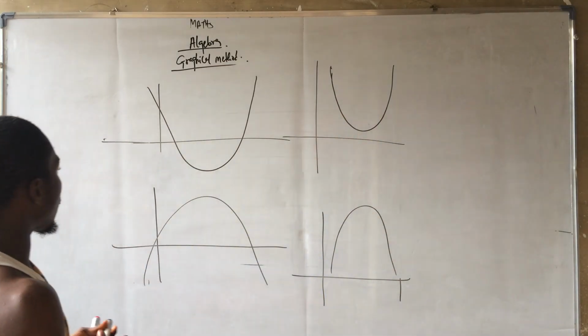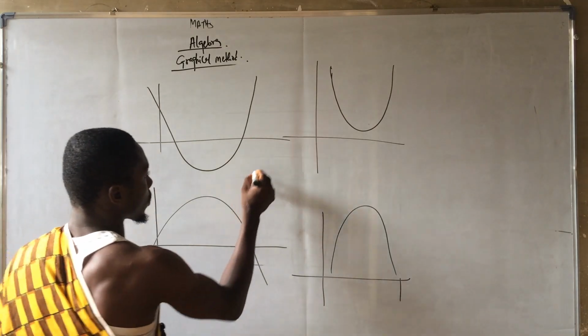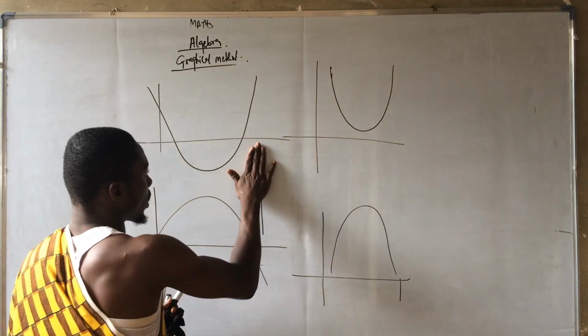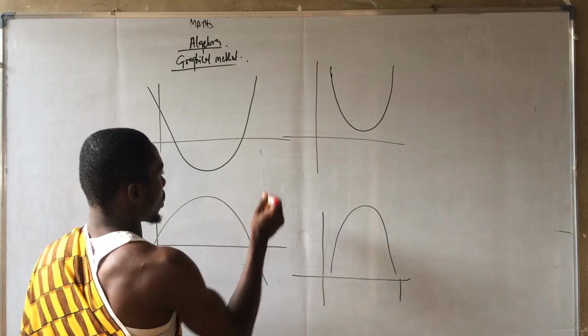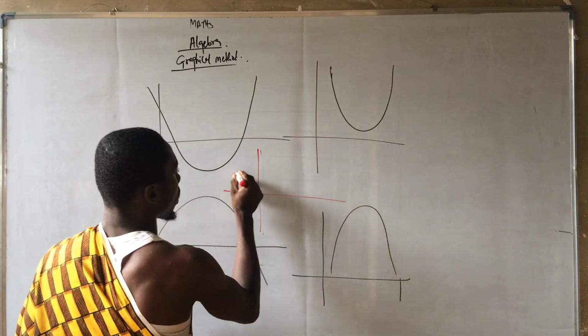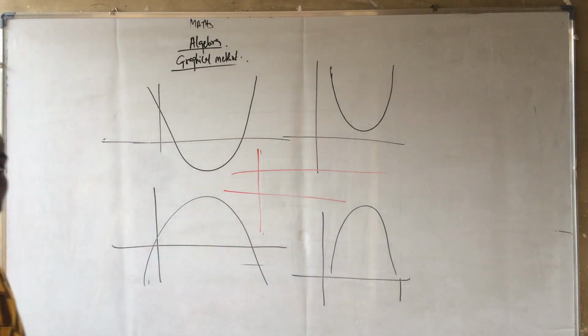But there's another graph again. Let me put it here using red. The graph goes like this. What does that mean? I'll give it to you as an assignment.